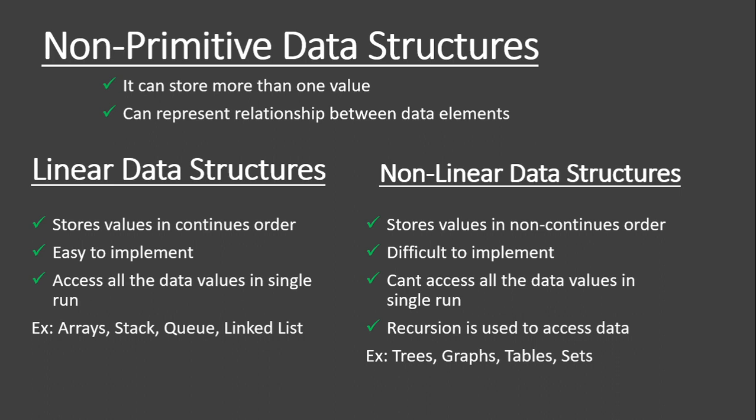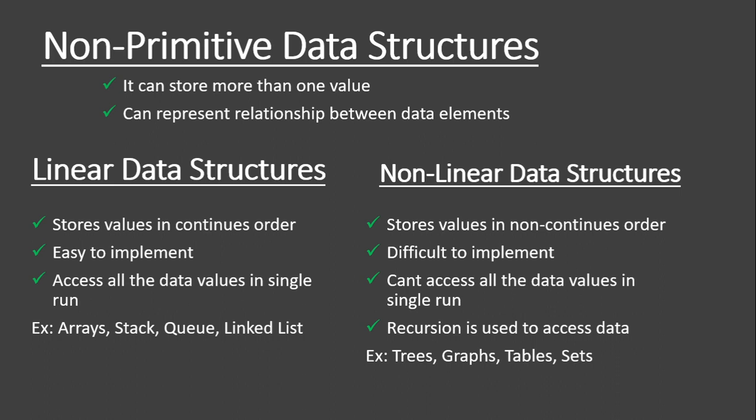And coming to linear data structures, it is easy to access all the data elements in a single run. The meaning of this is, once I start at the beginning position, I will be able to access all the data elements till I reach the end of the list or the end of the data structure. Because the data values are stored in a sequential fashion, it allows me to access all the data elements in one single run or one single iteration.